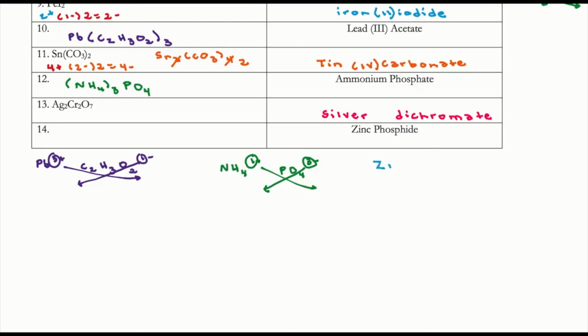Okay? And then for the last one, zinc phosphide. So as I just noted, zinc always has a +2 charge, which is why I didn't include it in the Roman numeral. Phosphorus was phosphide, right? Phosphide is the ion for phosphorus. Phosphorus has a 3 minus charge. So when I cross my charges, this is simply going to become Zn3P2. And that's it.